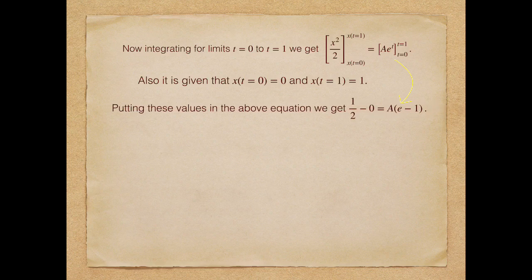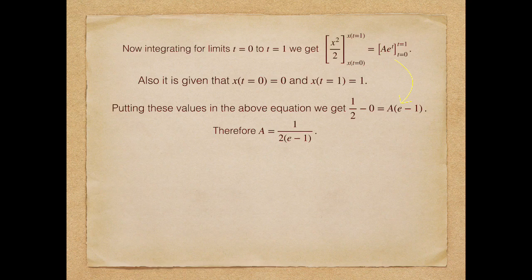From that we get half minus 0 equal to a times (e minus 1). That is by putting the upper limits minus putting the lower limit. So from this the value of a is clear, which is 1 by 2 times (e minus 1).